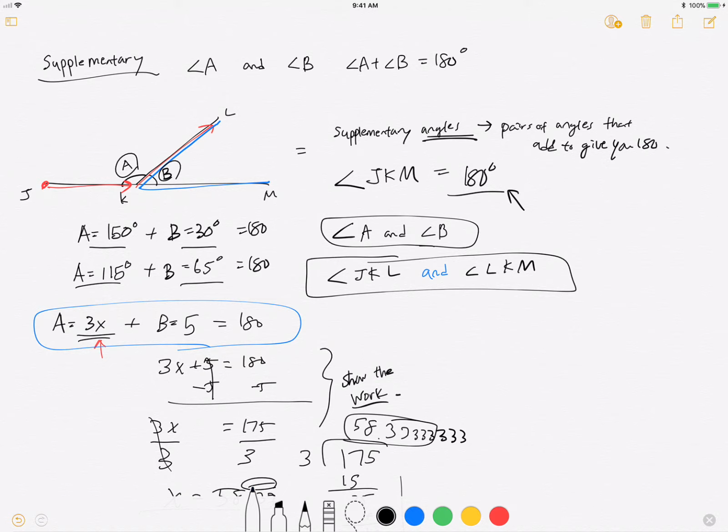Supplementary means it's 180. The two angles add to give you 180. I'm sorry, I pointed to the wrong thing because that's actually a complete no-no. It's actually this, right? They're the two pairs of angles that add to give you 180. Please don't just give me this. This is no good. Don't just write that one angle is 180. It's a pair of two angles.